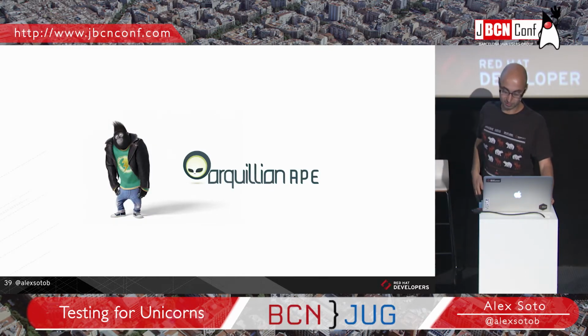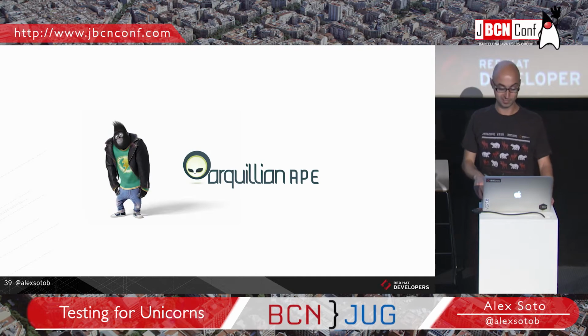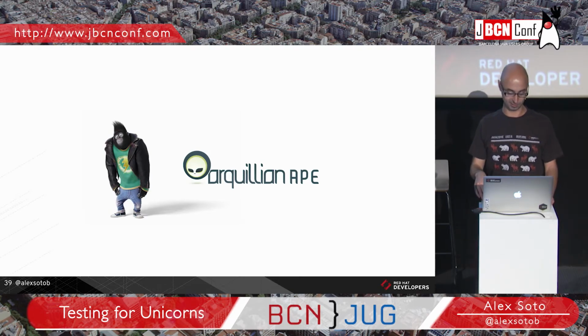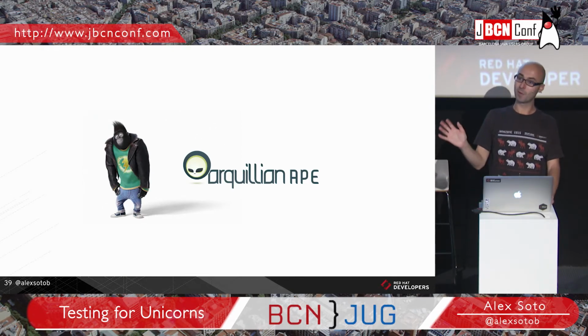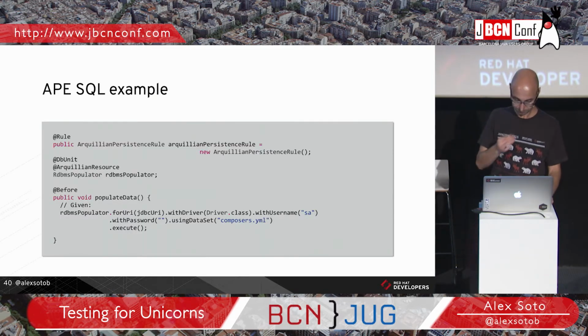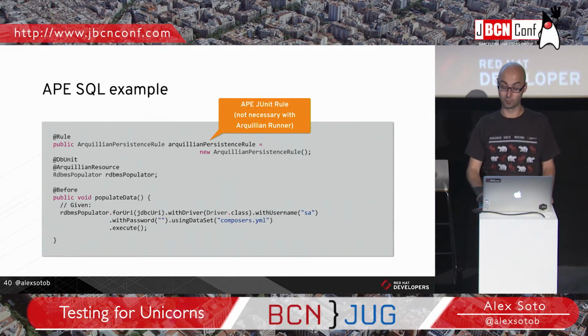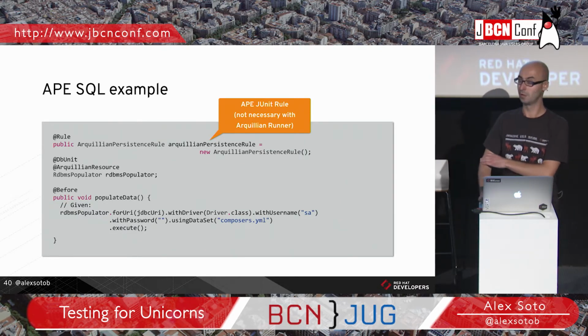But you can use Arquillian APE, which is basically Arquillian persistence extension, but it's commonly known as Arquillian APE because it's doing tasks that even an APE could do. And basically it removes all the boilerplate for persistent tests. And you do something like this. First of all, you use a JUnit rule. If you are using Arquillian and you are using the Arquillian runner, then it's not necessary to use the rule, but it's just for convenience.